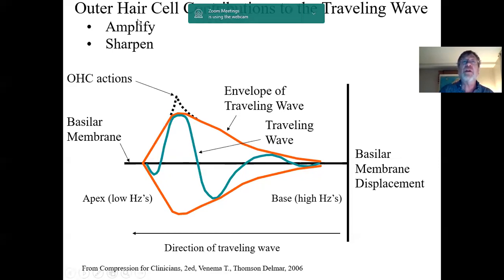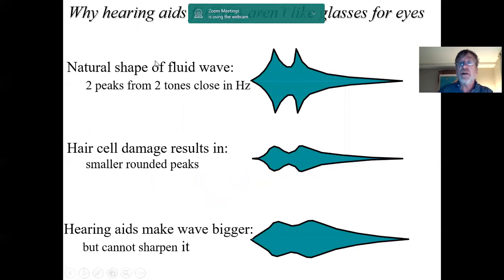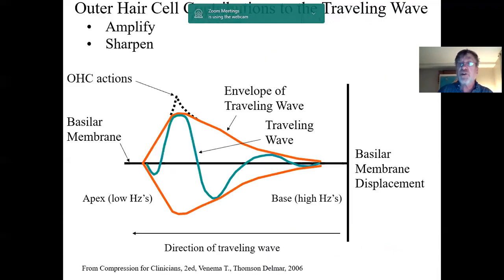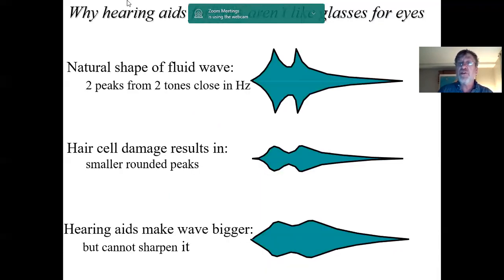Outer hair cells amplify and they sharpen the peak of a traveling wave. So this picture is just showing you an example of an unrolled cochlea, again, just like this, and the person has two traveling waves from two tones, two peaks.